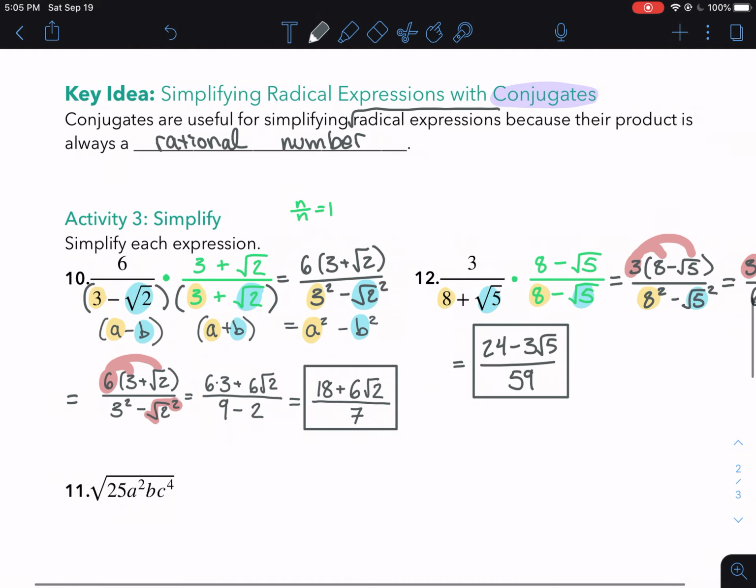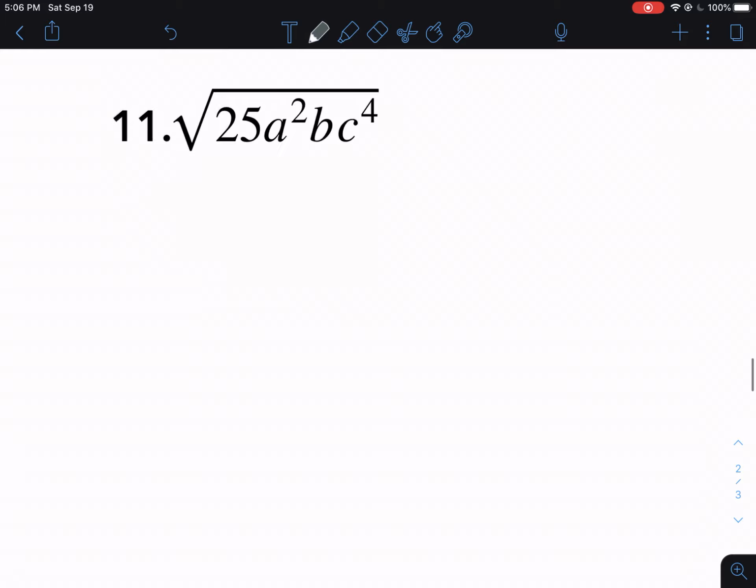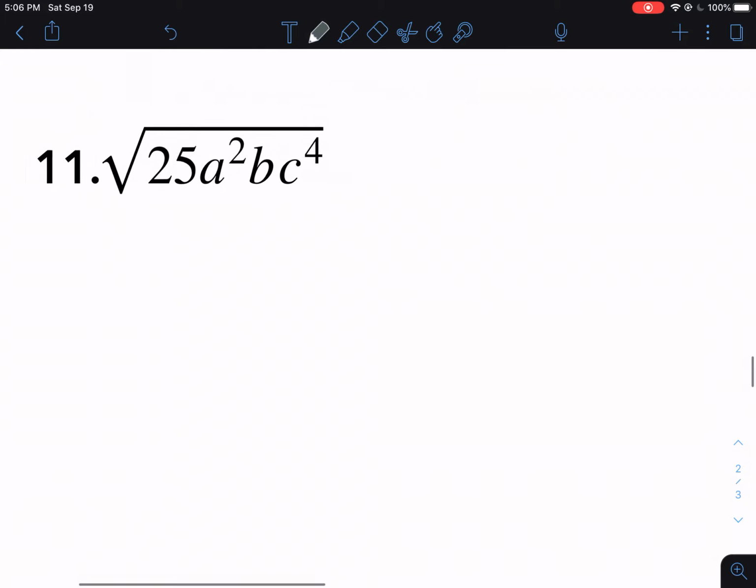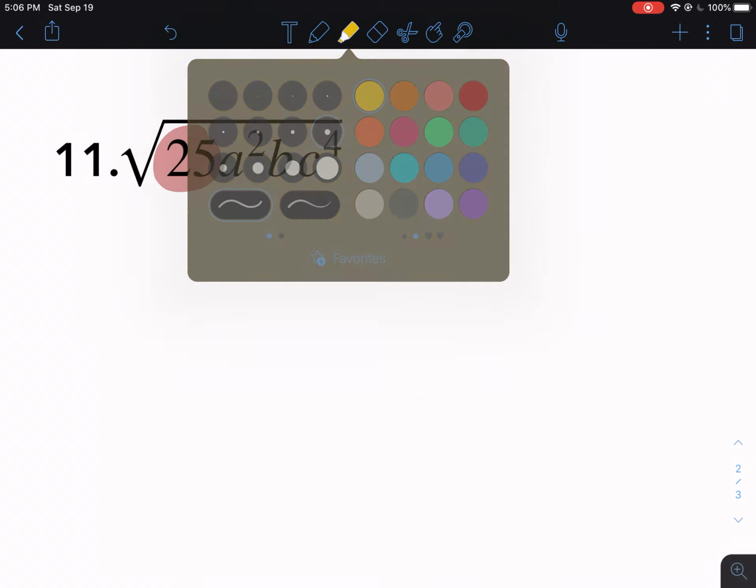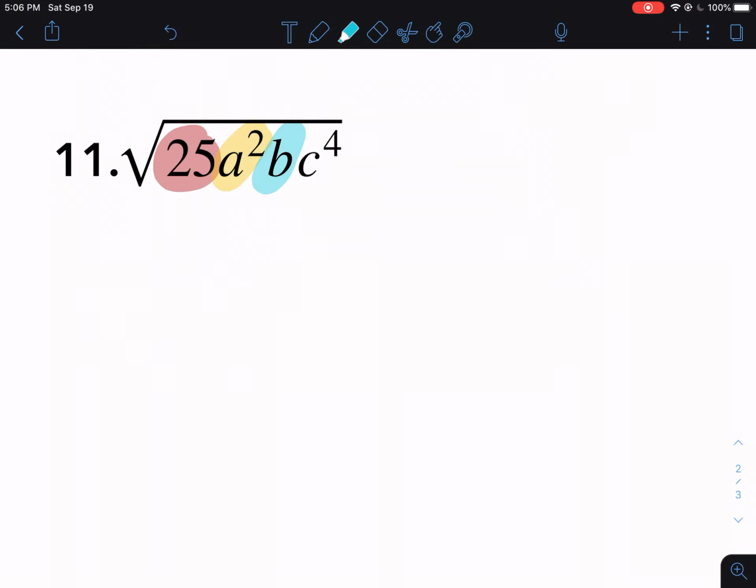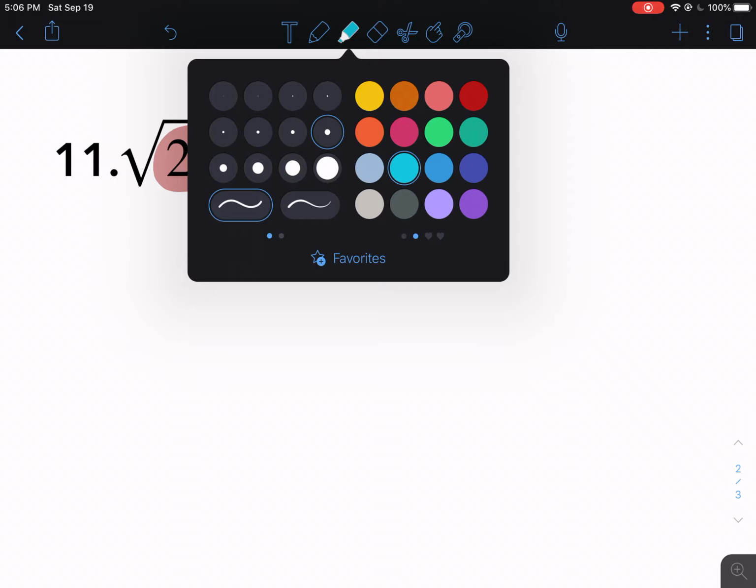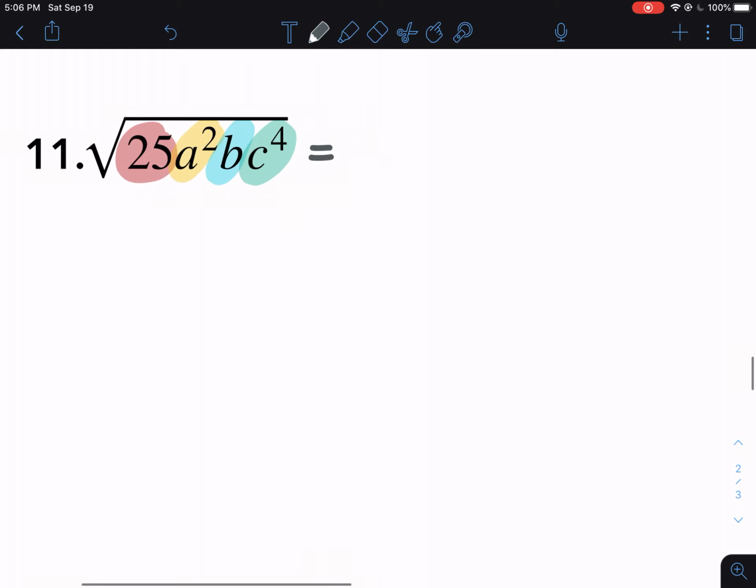Amazing. We have one more. This one doesn't have any fractions involved, but I want to show you guys a nice fun shortcut when we have some variables here. So what we're going to do is split everybody into their own radical. So 25 will get its own little radical house, and then a squared will get its own radical, b will get its own radical, and finally c to the 4th.